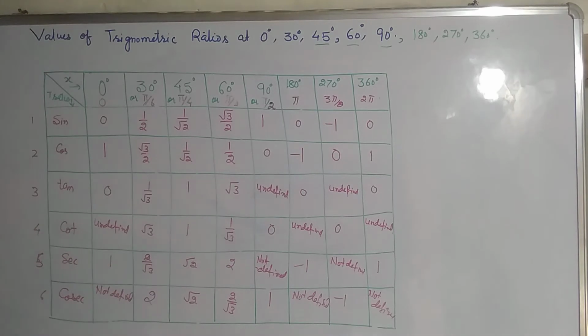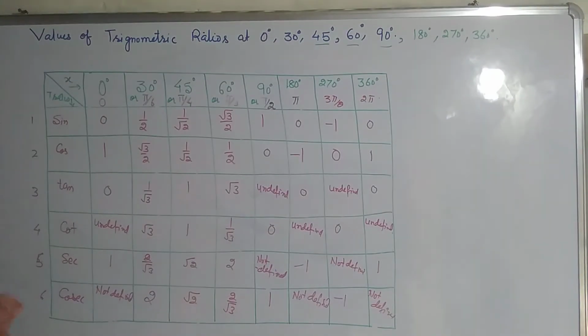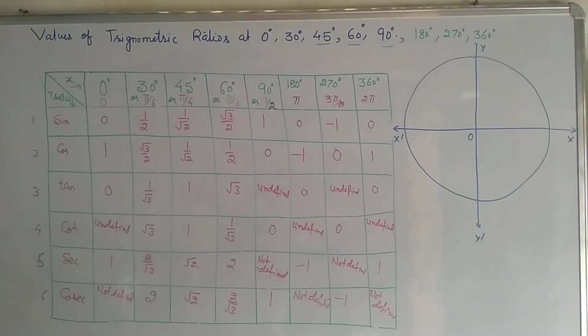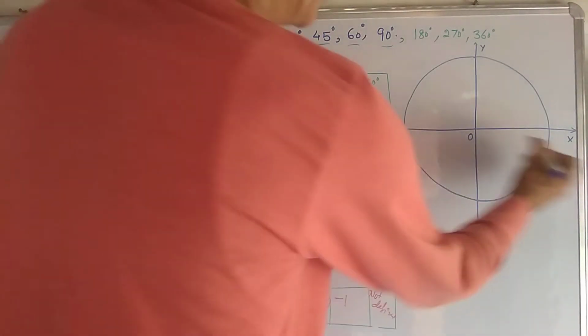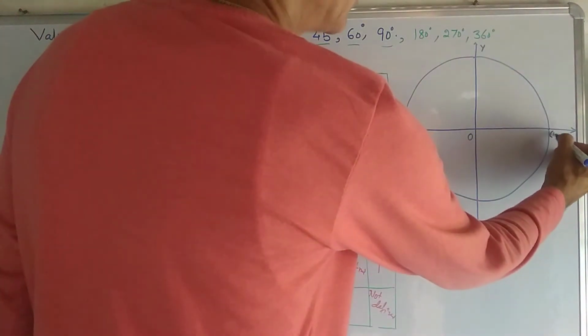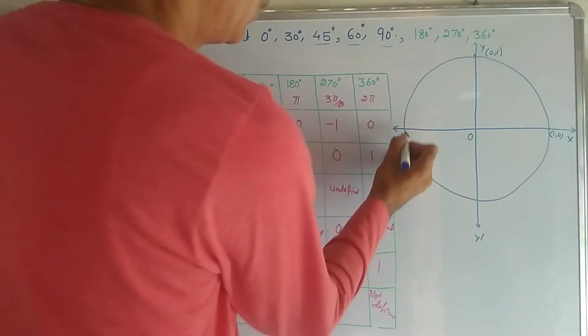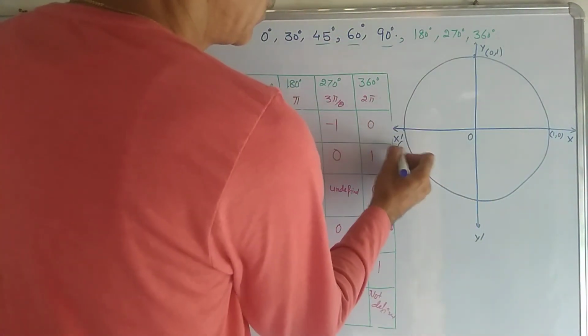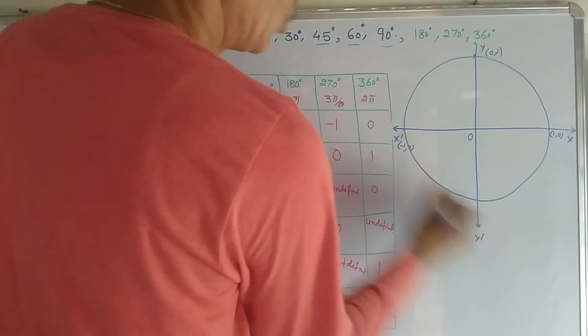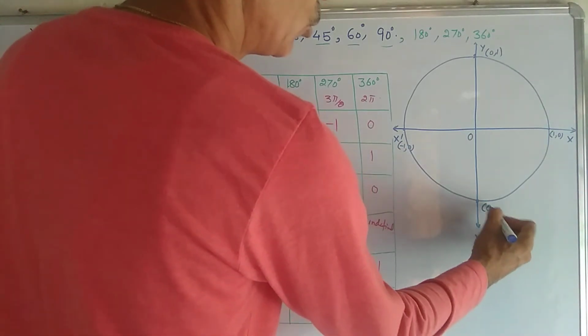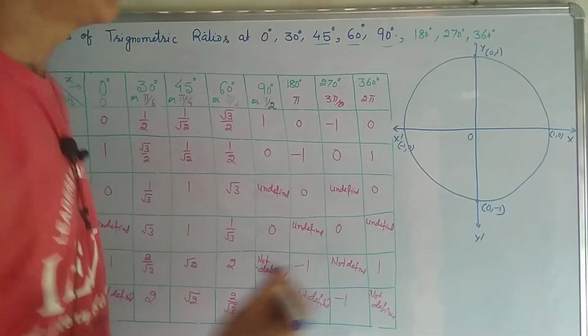And how these values are calculated, we will see now. Now we will see it in the unit circle. The coordinates are 1, 0. This point is 0, 1. This point is minus 1, 0, and this point is 0, minus 1.